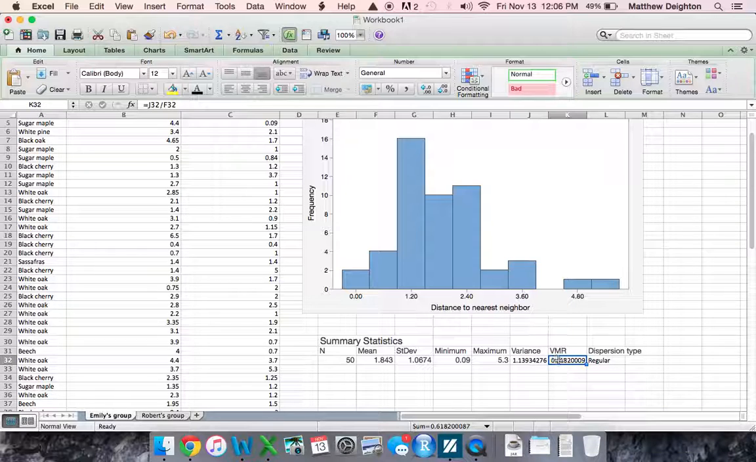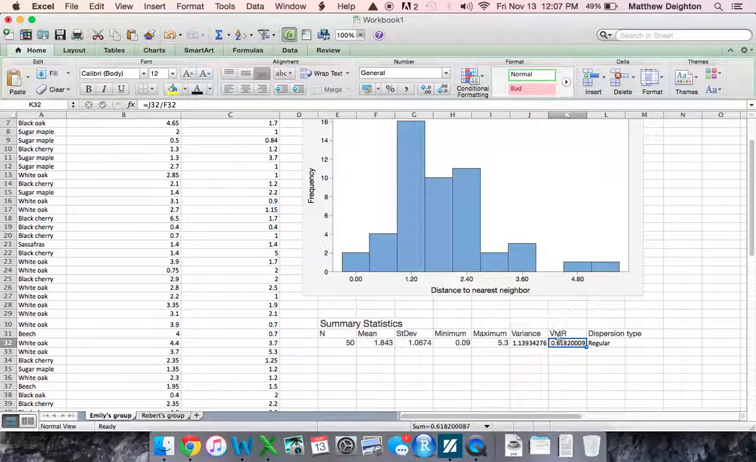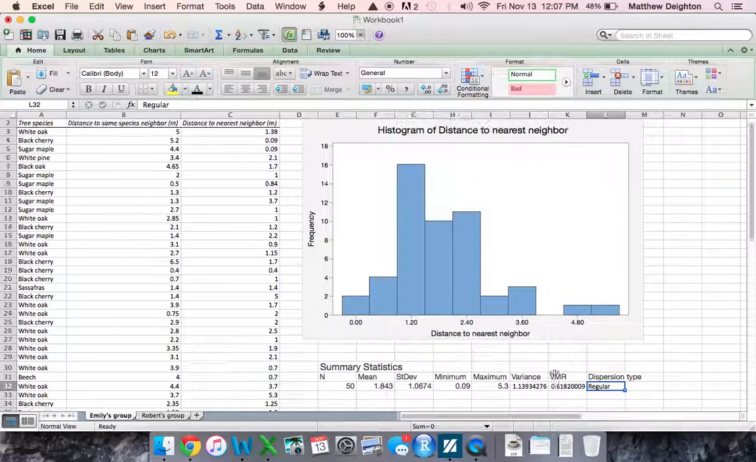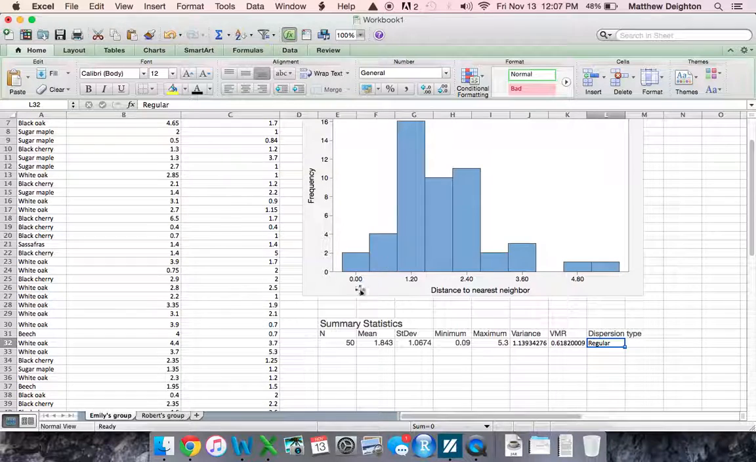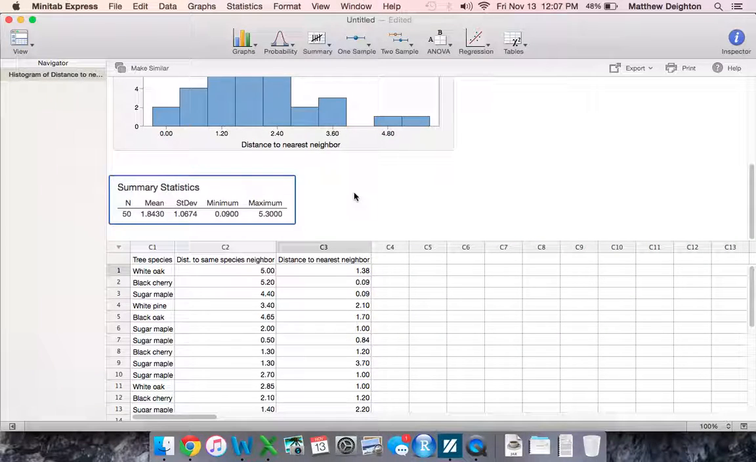Like I said, if it's around 1, some could argue that this was a random distribution, but I would say that that's relatively significantly less than 1, and therefore is a regular distribution type. So that's an example of how you would explore the dispersion pattern of the forest as a whole, not including any specific species. Now if we go back to Minitab, we can actually look at species-specific distance to neighbors.